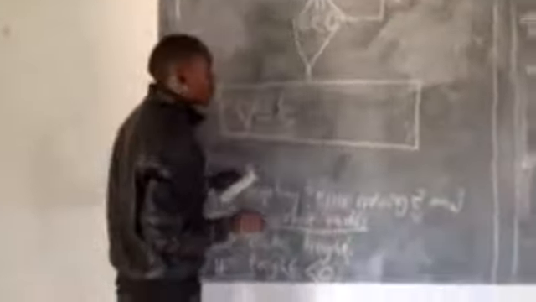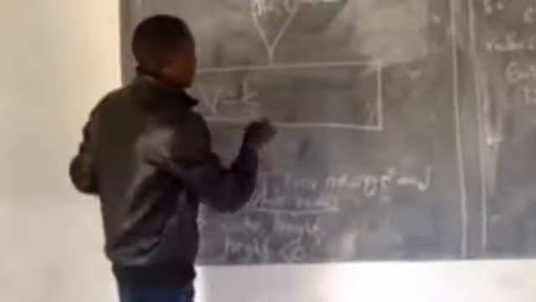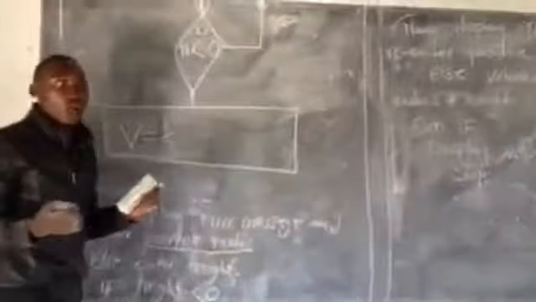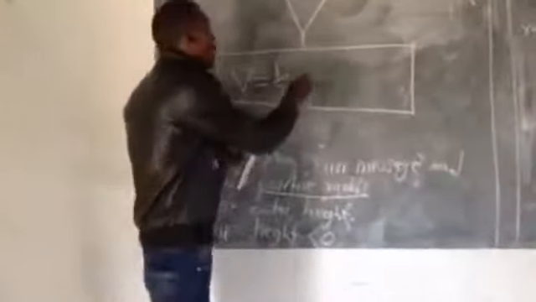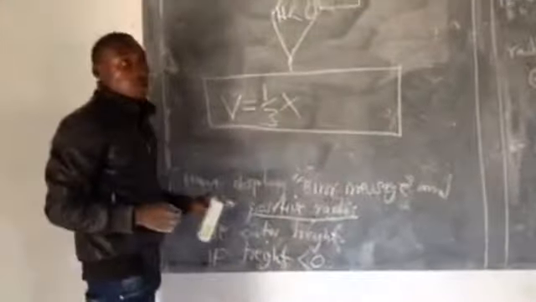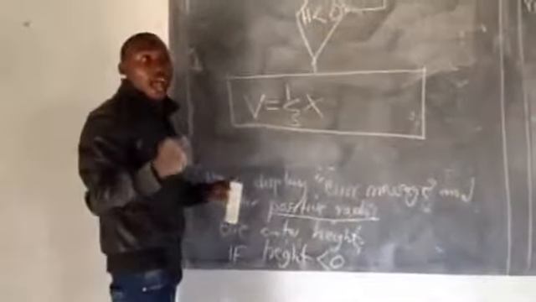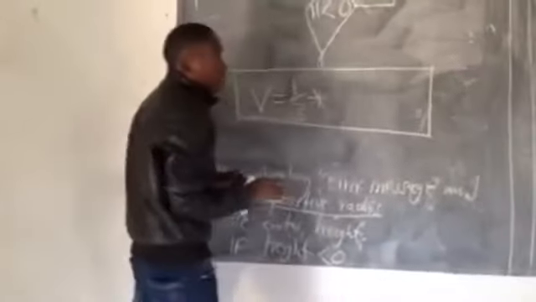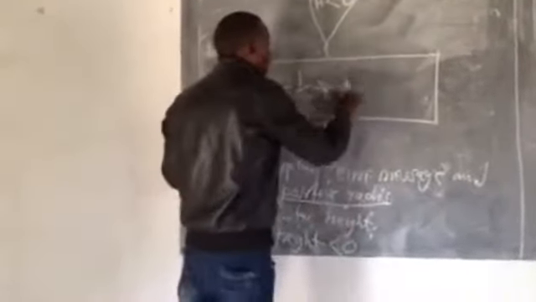Then you say 1/3 multiplied by, then multiplication according to computer and the pseudocode, we are not representing it as the sign for multiplication, but we represent it as a sign which is a star. Then we say multiplied by pi.